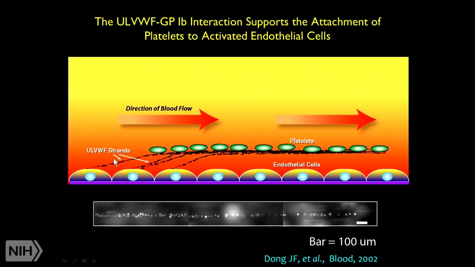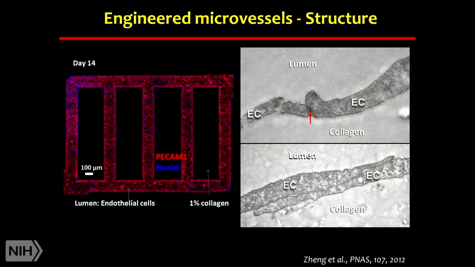Normally, these strands are removed from the endothelial surface by the action of a metalloprotease named ADAMTS13, and when that enzyme is inhibited or absent, then we have trouble, and that results in TTP.